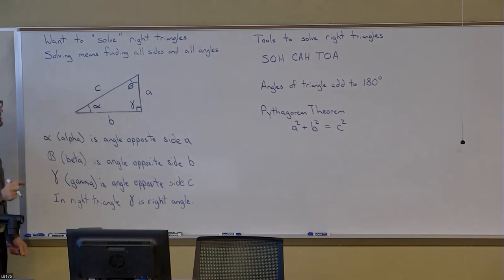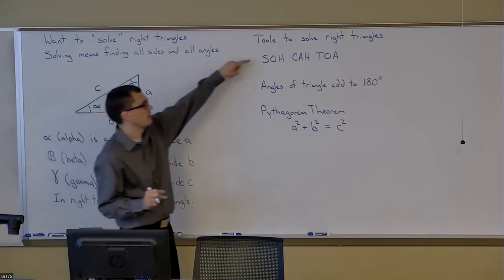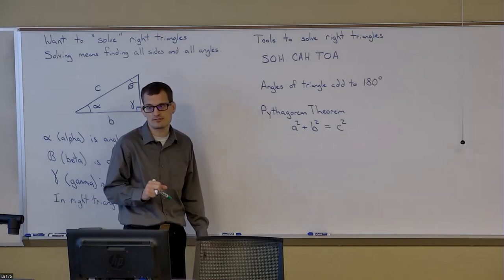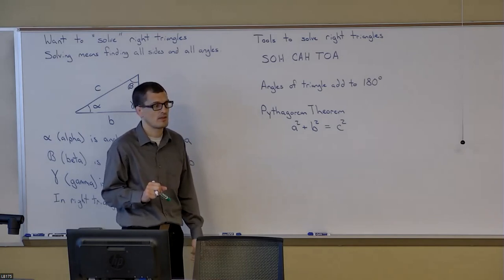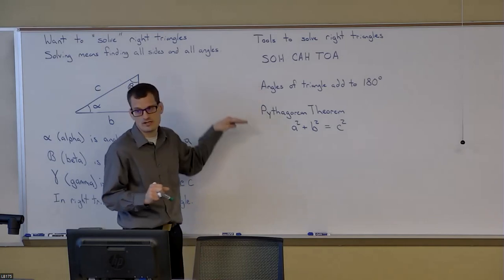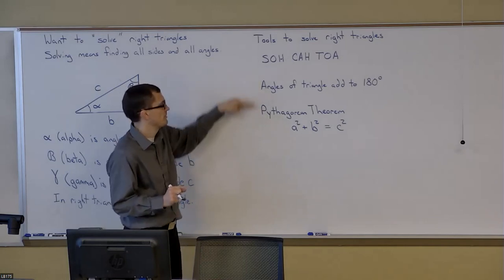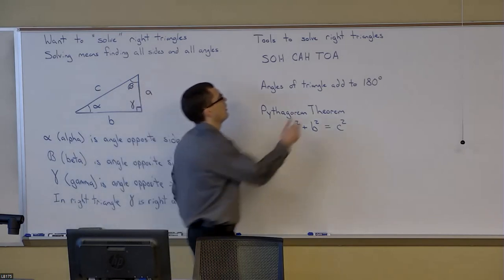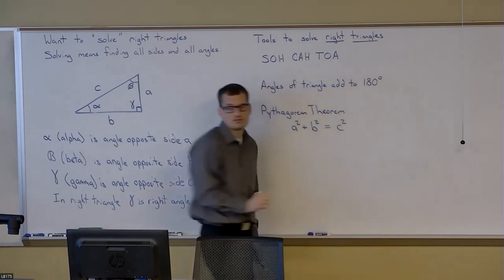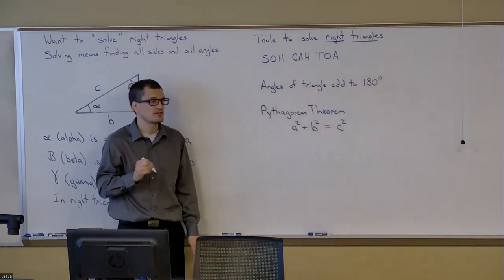And again, I'm just going to note, both SOHCAHTOA and the Pythagorean theorem only work in right triangles. Angles of a triangle adding to 180 degrees works in any triangle. But SOHCAHTOA and the Pythagorean theorem only work in right triangles. So very exclusive to right triangles here.